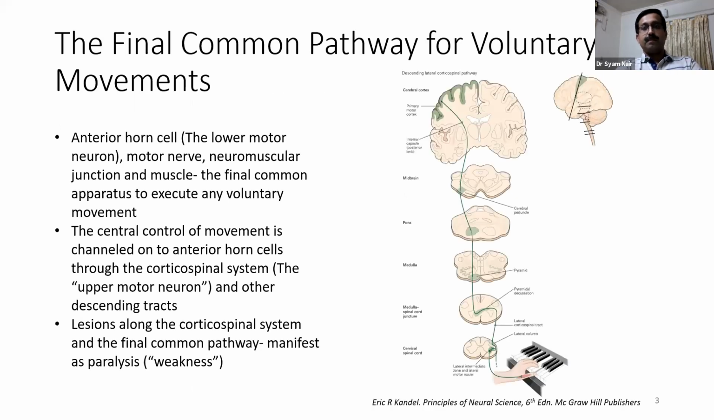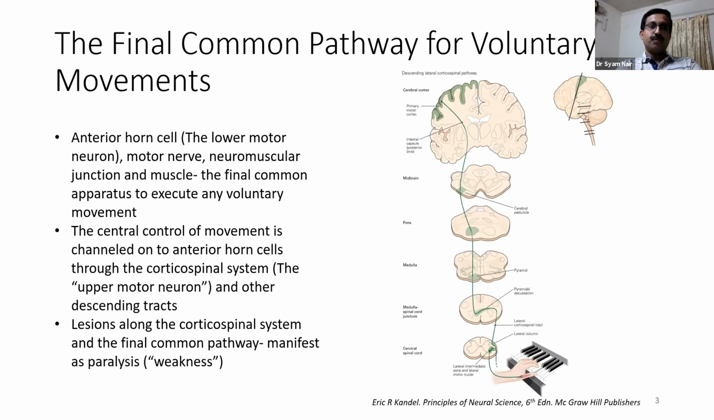My slides are visible to all now. This picture shows the final common pathway for voluntary movements. As we all know, the final common apparatus to execute any voluntary movement is the anterior horn cell, the motor nerve, neuromuscular junction, and the muscle together, what we call the motor unit.